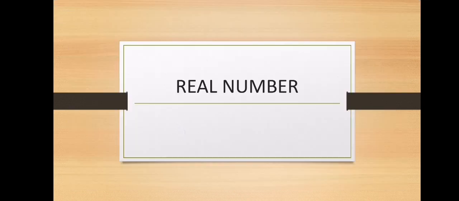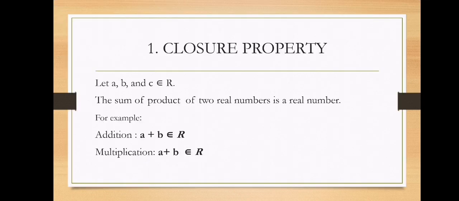Next, a real number. In real number, we have some properties. The first is closure property. Let A, B, and C be elements of a real number. The sum or product of two real numbers is a real number. For example, closure property of addition: A plus B is a real number, an element of a real number. In closure property of multiplication, A times B is an element of a real number.